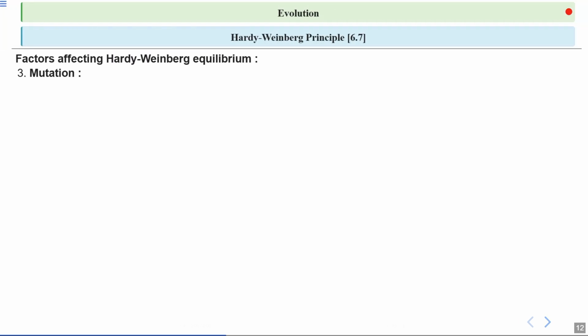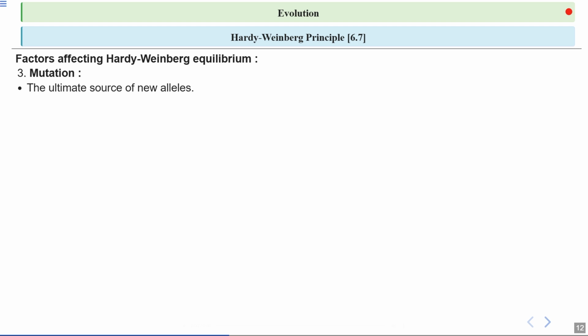The next factor which affects Hardy-Weinberg equilibrium is mutation. Clear? It is the ultimate source of new alleles. So see, by mutation what happens? There is a change in the DNA sequence, a change in the nucleotide sequence. So mutation can give rise to new traits also. It can give rise to new alleles also.